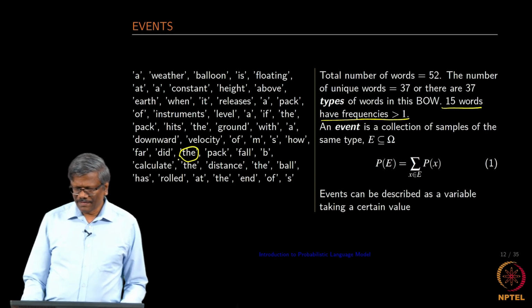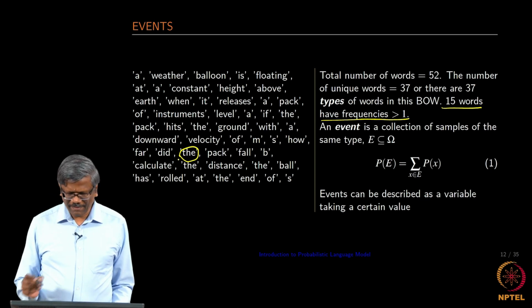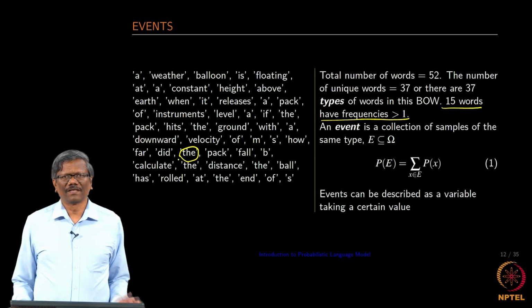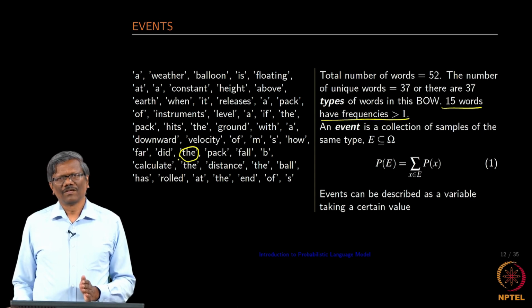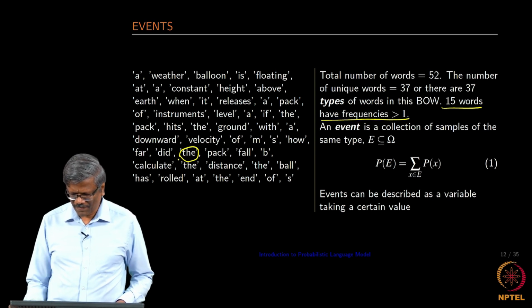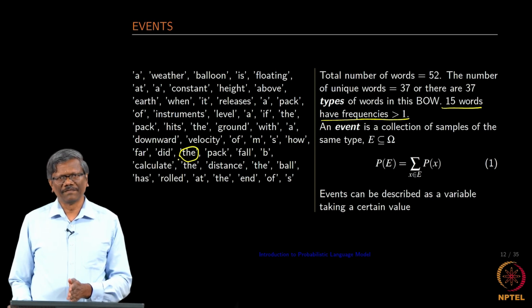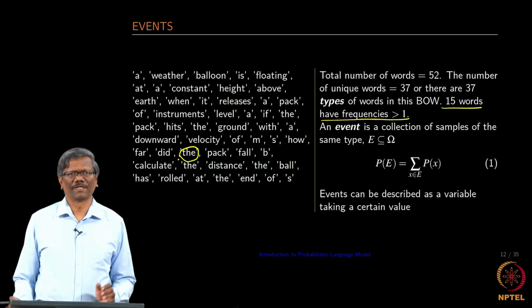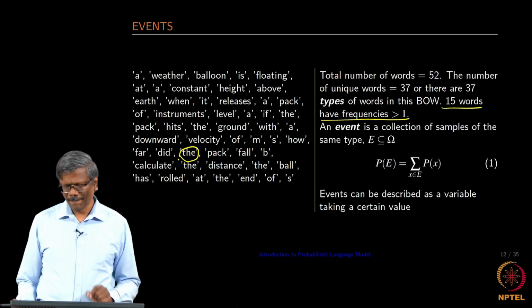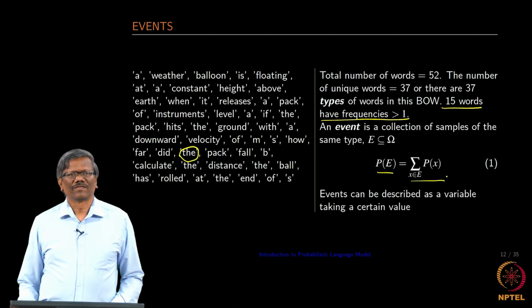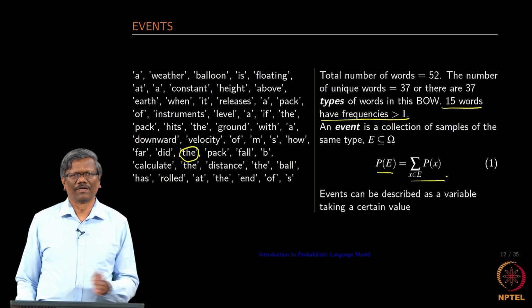Okay. An event, let us now define an event. So, an event is a collection of samples of the same type. Since there are 37 types, we can have 37 events, correct. So, if you look at the definition of that, the probability of an event is defined as the sum of the probability of the individual words that are present in that particular type. That means it is going to be the sum of all the occurrences of the particular word.